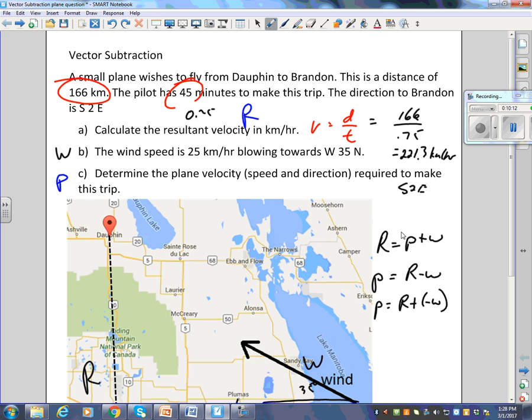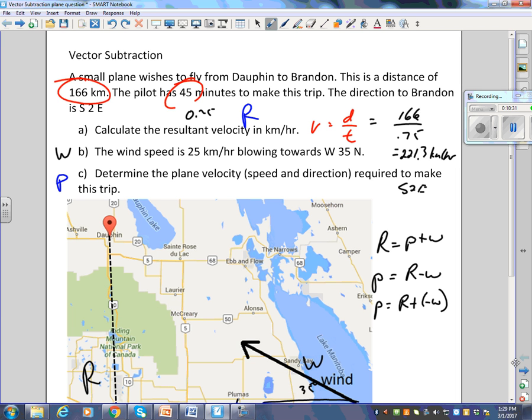And I showed you this yesterday. How do we find the plane? We're going to isolate for P. We're going to get rid of everything else. The W goes to the other side, and it becomes negative W. And so I get P equals R minus W.